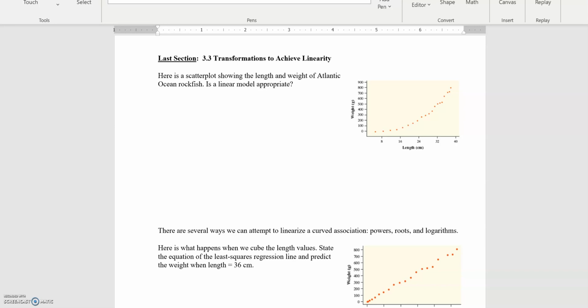AP Stats, it's the last day of content. I know we've got a lot to review, but this is the last bit of new information. And it's just section 3.3 in the book. It's transforming data to achieve linearity.